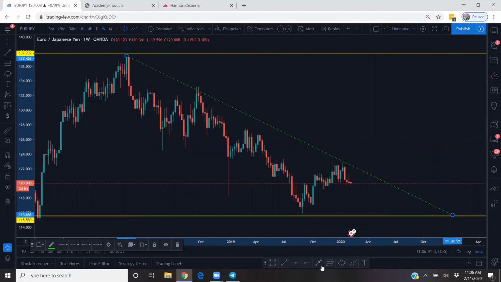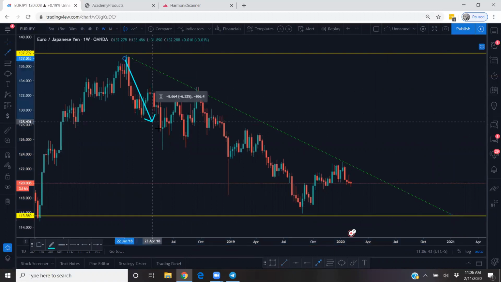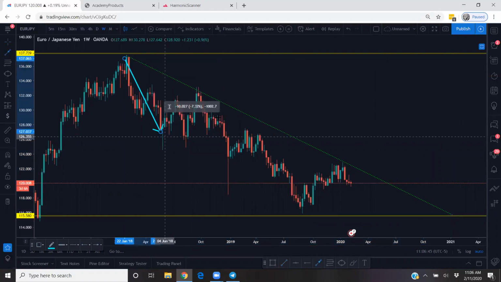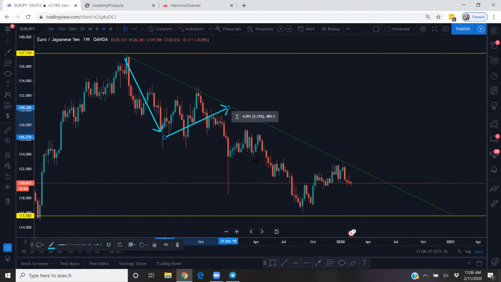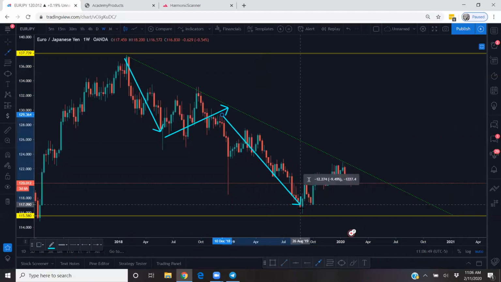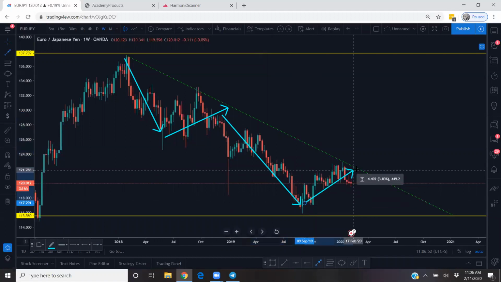Now the market moves in 3 directions. So we have our impulse, we have our correction, we have our continuation, and at this point it's correcting.